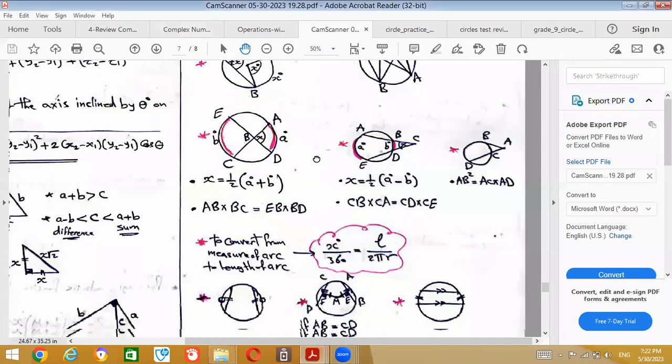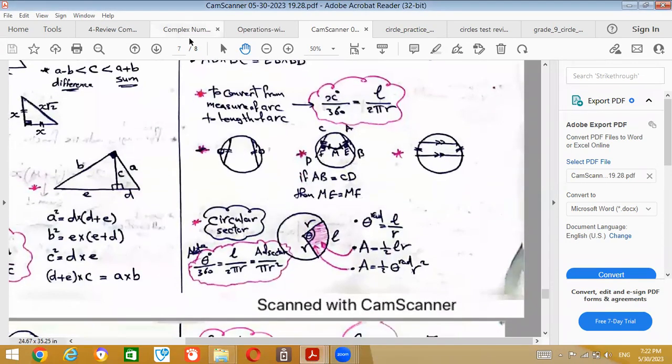And also in the circle, if you need to convert from the measure of an arc to the length of an arc or vice versa, you can use this rule. X degrees, the measure of the arc, over 360 equals the length of the arc over 2πr, okay? And also if the chord equals the chord, then the arc equals the arc. And here, if AB equals CD, then ME, sorry, equals MF, okay? If the two chords are parallel, then the arcs between them are equal in measure, okay.